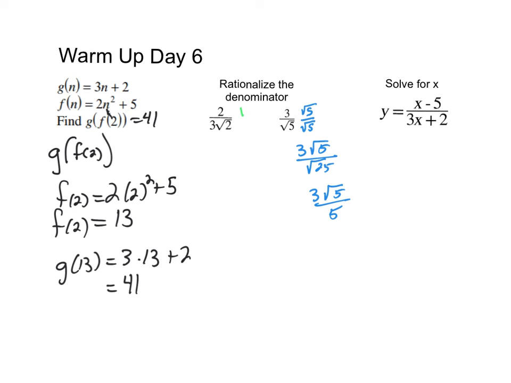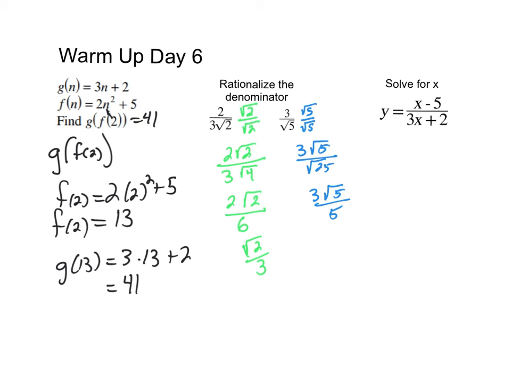I'm going to take that first rational expression and multiply by the square root of 2 over the square root of 2. That gives me 2 times the square root of 2 in the numerator over 3 times the square root of 4. Square root of 4 is 2. So 2 square root 2 over 6. Well, that reduces down to the square root of 2 over 3.